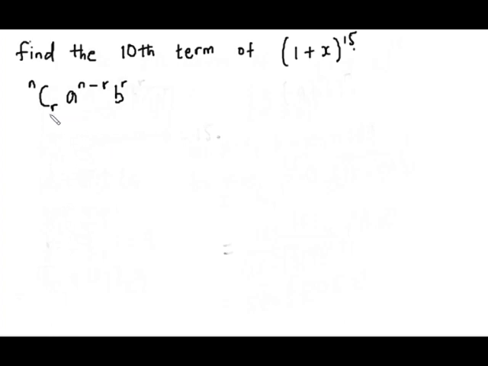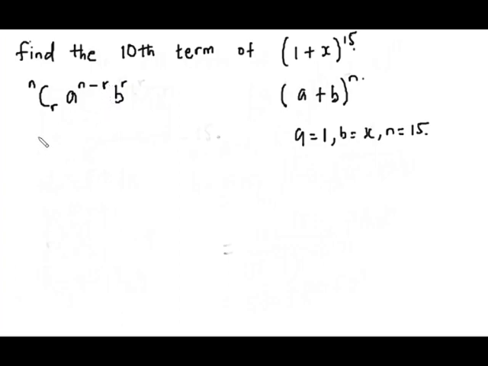To get our respective values for this formula, we need to compare the given bracket from our question to a plus b to the power of n. If you compare this bracket and this bracket, this means that a is equal to 1, b is equal to x, and n is equal to 15. Now we need our value of r.